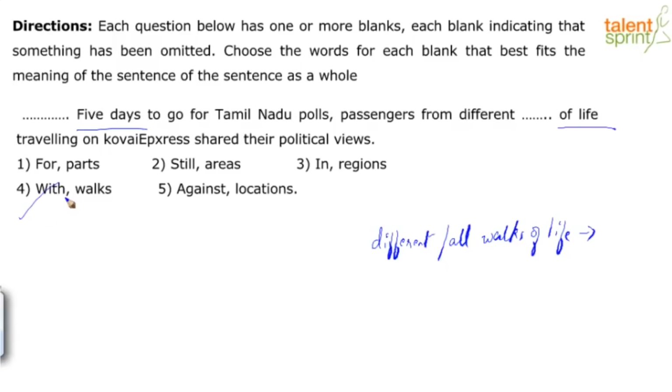With 5 days to go, with only 5 days left for the polls, passengers from different walks of life. So that's your collocation there, and the right preposition that gives the meaning in the context is "with 5 days to go." So familiarize yourself with as many collocations as possible and get into the habit of reading. I don't think most of you spend time on a daily basis reading, right? If you develop the habit of reading also, you'll be able to spot these repetitive phrases.